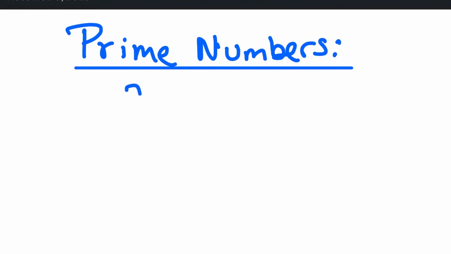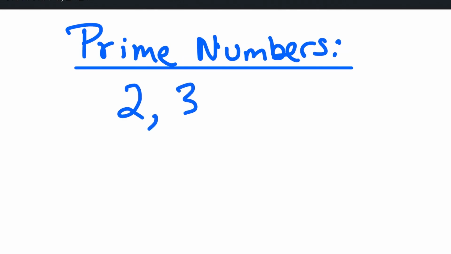Let's talk about what prime numbers are again. Prime numbers are numbers that only 1 and itself go into. So, 1 is part of the definition of prime number, so it's not considered prime. 2 is a prime number.